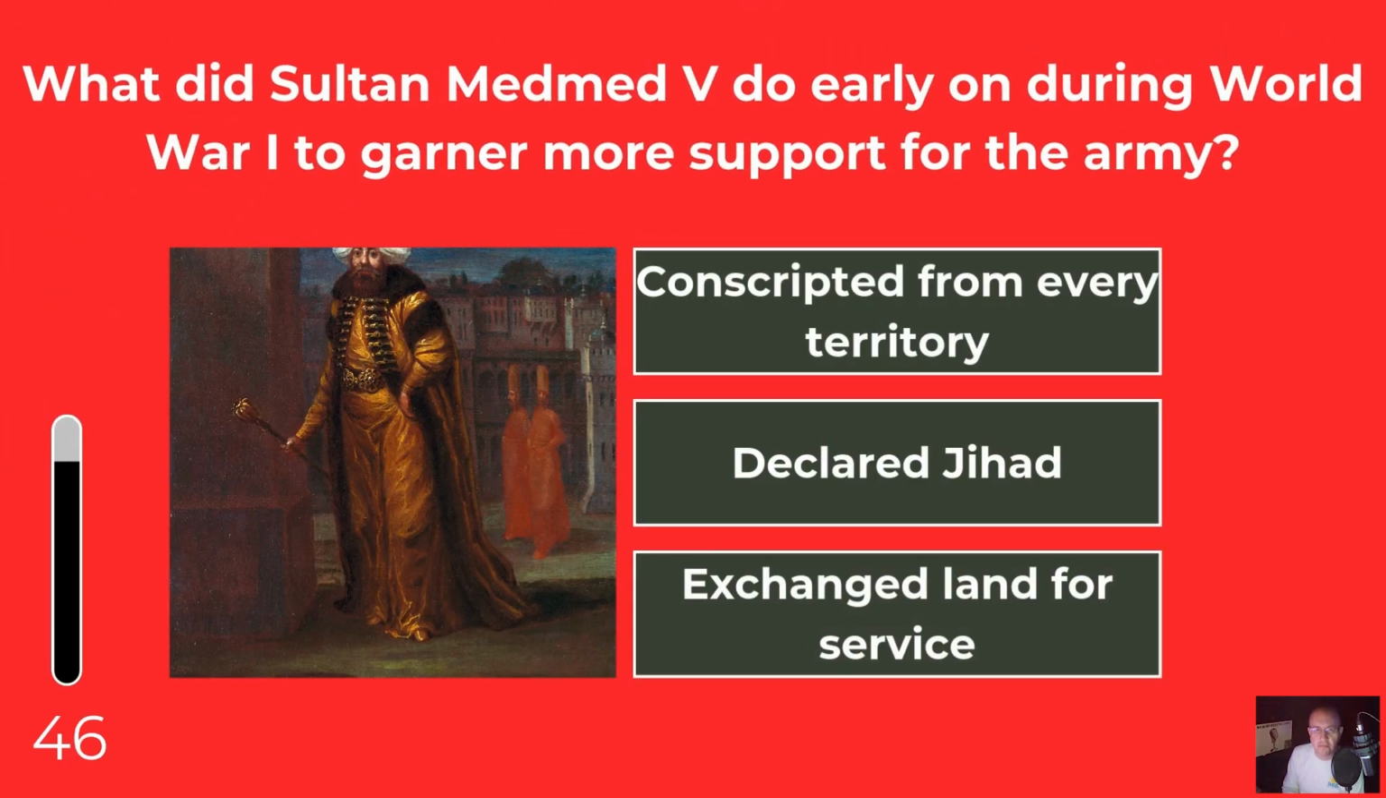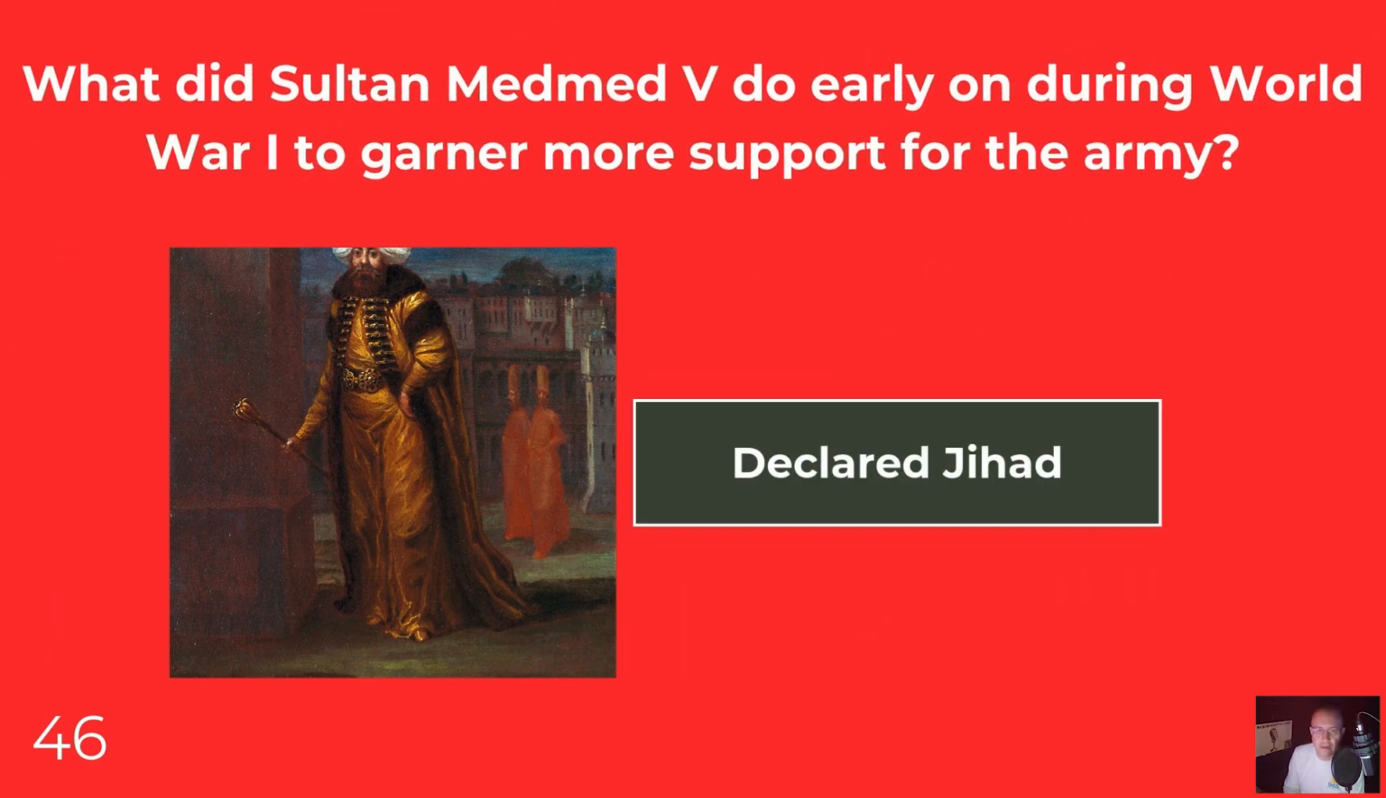What did Sultan Mehmed V do early on during World War I to garner more support for the army? Did he conscript from every territory? Did he declare a jihad? Or did he exchange land for service? He declared a jihad.